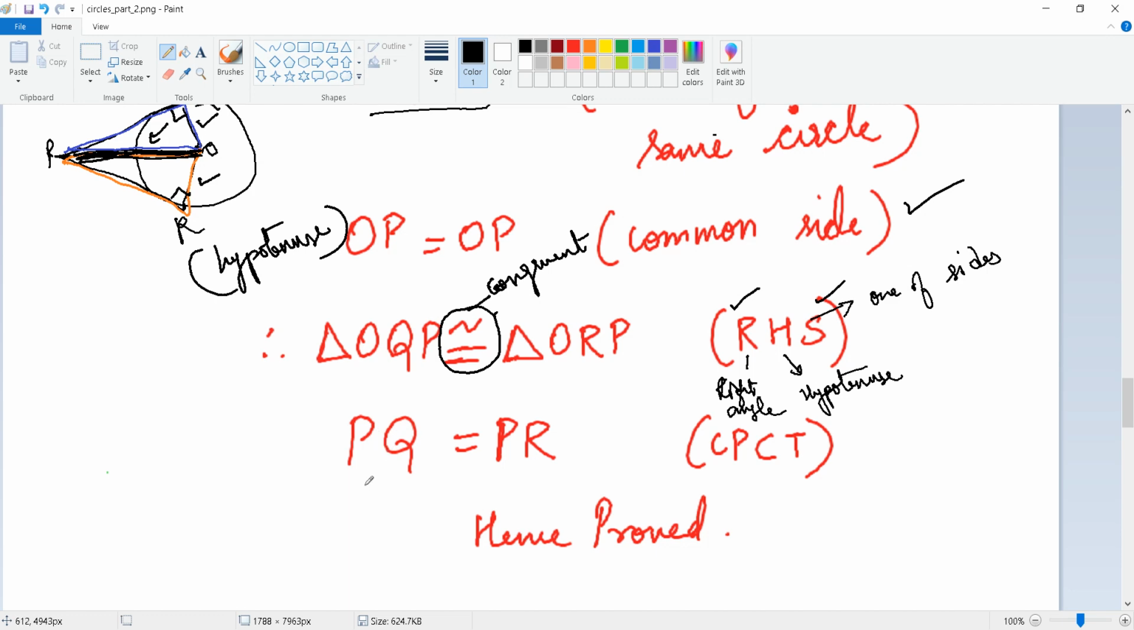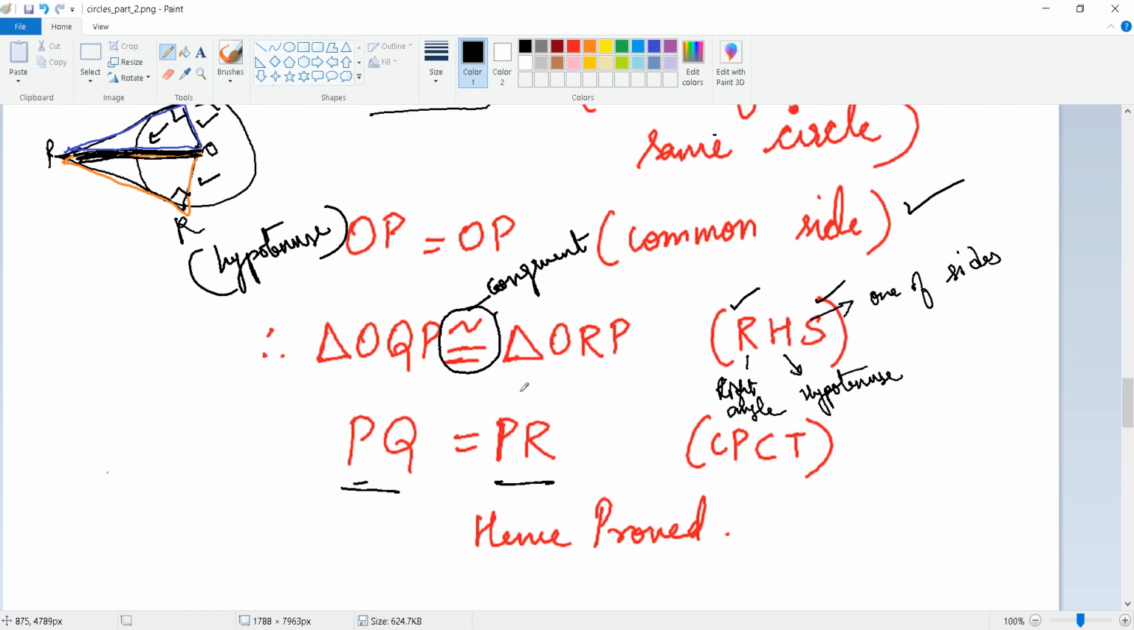So we have PQ equals PR. The reason is CPCT, as we write in short. This means corresponding parts of congruent triangles. Understood? If two triangles are congruent, all their corresponding parts will be congruent, in the sense of equal.